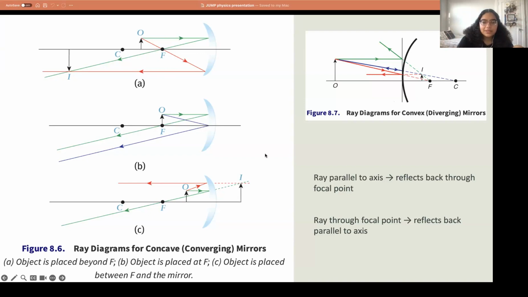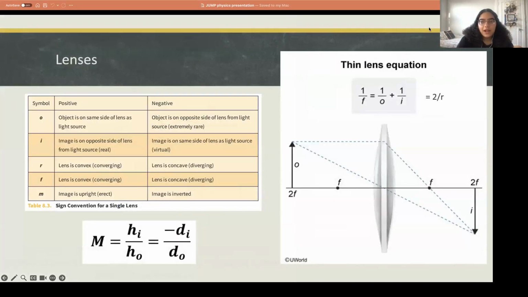So that's for mirrors. The next thing would be lenses. And so they also have sign convention here, where if you're on the same side of the lens as the light source, then your image could be real or virtual, so that side or the other. And then it's also important to note that convex is diverging for mirrors, but converging for lenses.